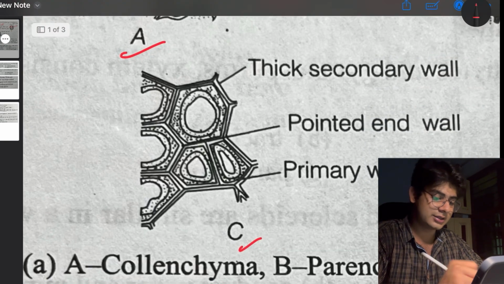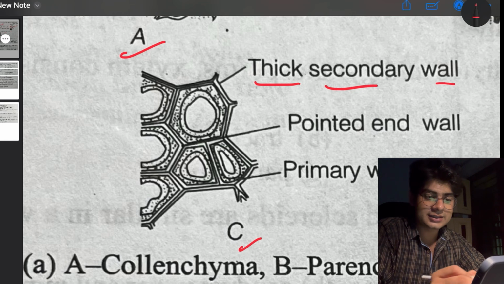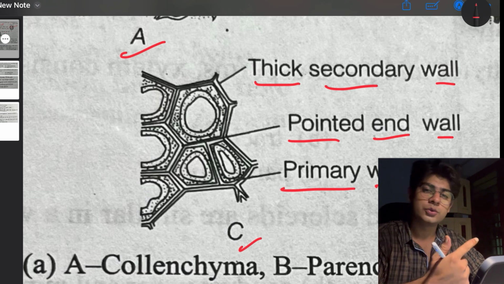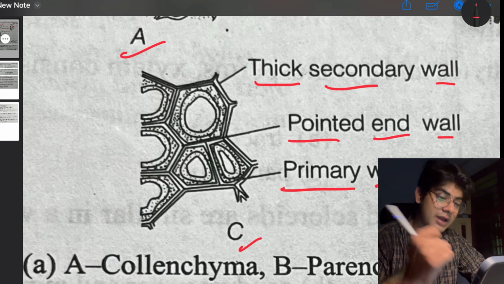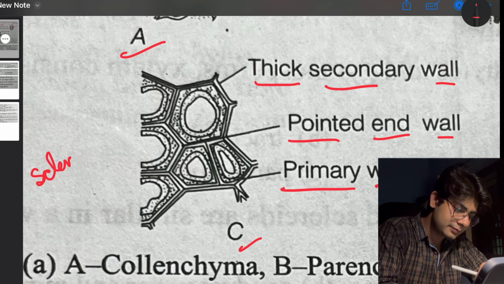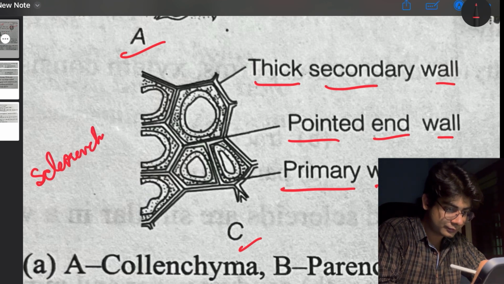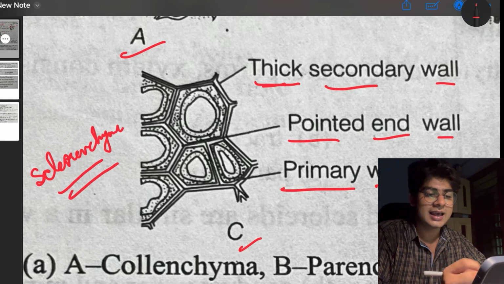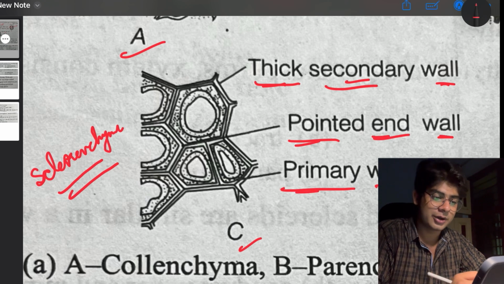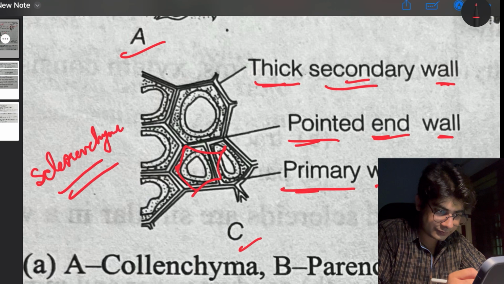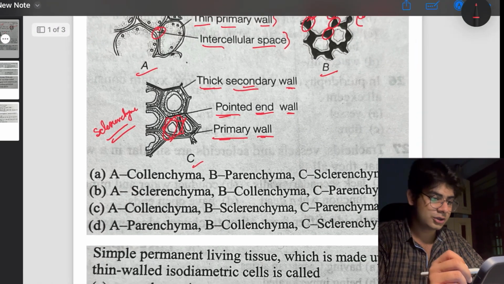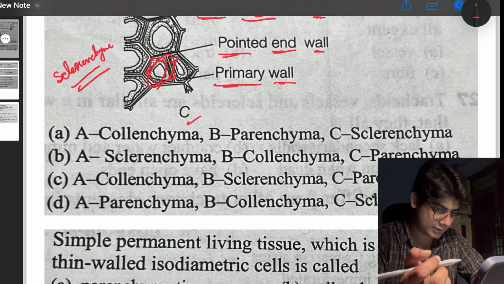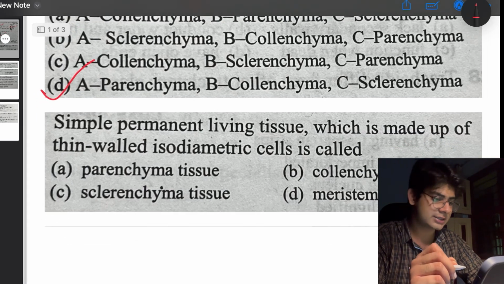Let's see if you can answer the third image. It has thick secondary wall, pointed end wall, and primary wall. You're right. It's sclerenchyma. Why? Because sclerenchymatous tissue cells have thick secondary wall, pointed end wall, and primary walls, as you can see, like this. So option A is parenchyma, option B is collenchyma, and option C is sclerenchyma. I think option D is correct. Okay, let's skip to the next question.